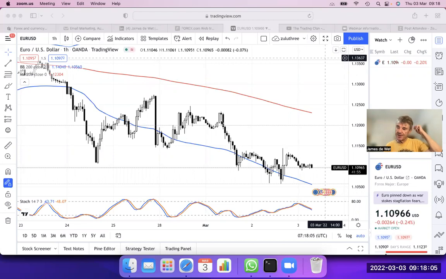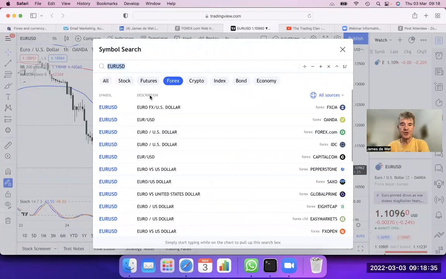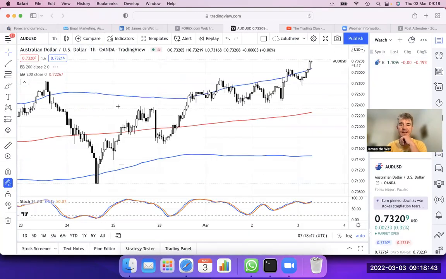So what I would like to do now, before we move into an in-depth analysis of the euro, is have a cursory look at the pound and the Australian dollar against the US dollar, and then slightly more in depth when it comes to the euro. So all right, let's go across here. I'm going to choose a different currency. Let's have a look at the Australian dollar. There we go. And let's see what we've got.